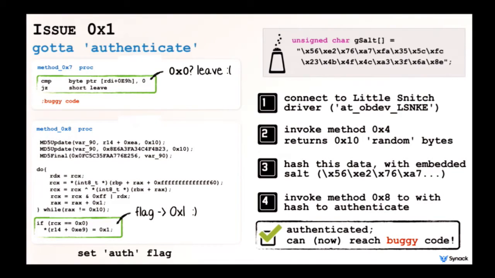So we connect to the LittleSnitch driver. We invoke method 4, which passes us back some 16 bytes of random data. We then hash that with MD5 and a hard-coded salt. The hard-coded salt is embedded in the user mode components of the LittleSnitch firewall. And then we invoke method 8. Again, method 8 is going to compute the secondary hash, and since we know how to generate that hash, it will now match and authenticate. So it's basically kind of like security through obscurity for authentication purposes.